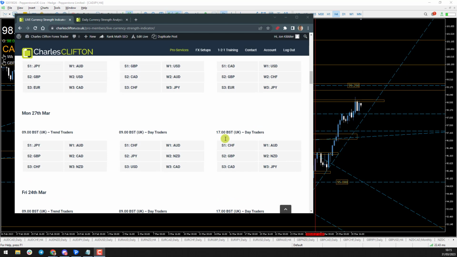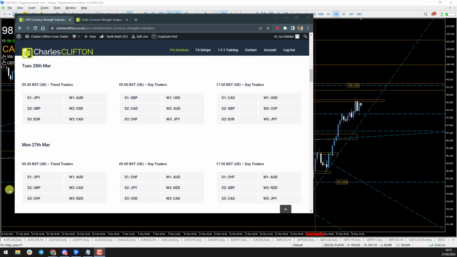Okay, now if I just scroll up again, although CAD yen appears the next day on the trend traders, we have to remember the trend traders is a higher time frame. So from a higher time frame point of view, yes, the yen was still a strong currency, CAD was still a weak one. However, on our day traders, CAD has now moved to the second strongest currency, yen still at W3, so the Canadian dollar is getting stronger.